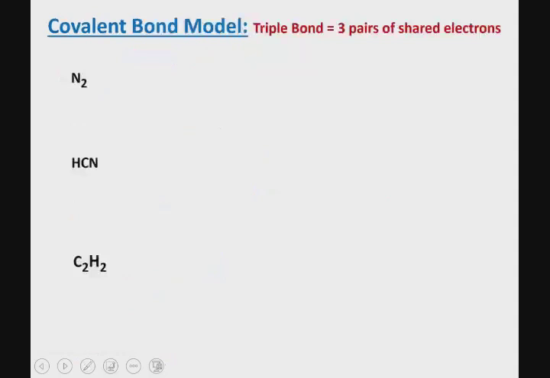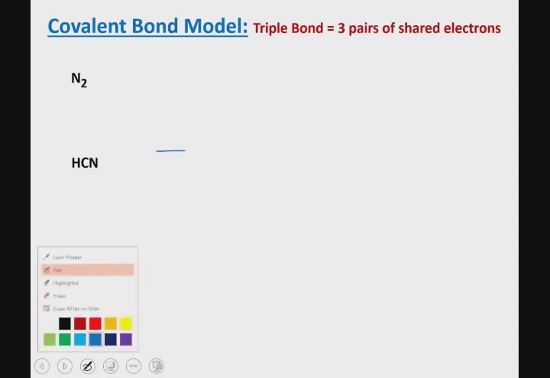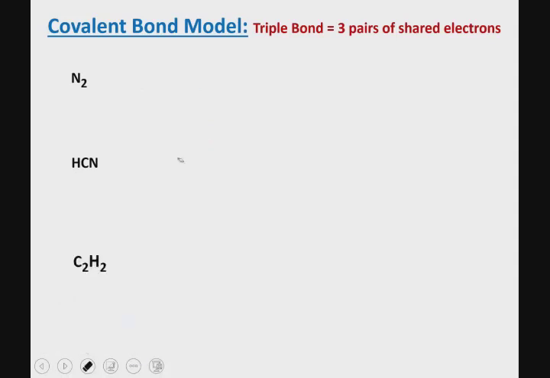How about nitrogen gas? Nitrogen gas again is a diatomic molecule where two nitrogen atoms, each of which has 5 valence electrons, need to now pair up their electrons in order to satisfy the octet rule.